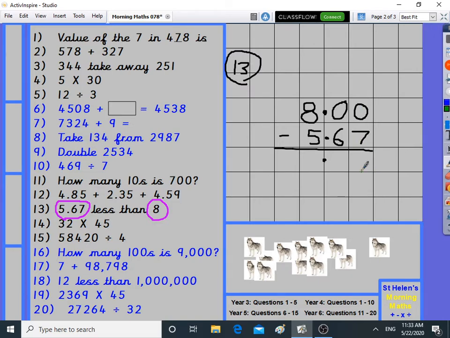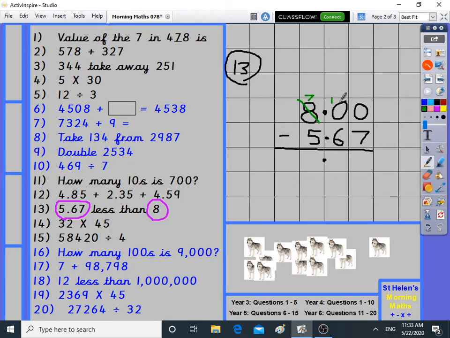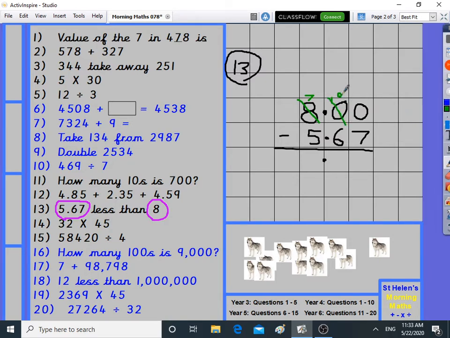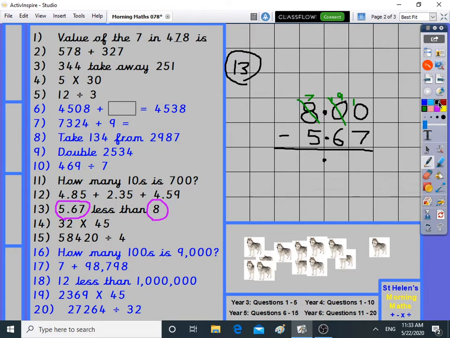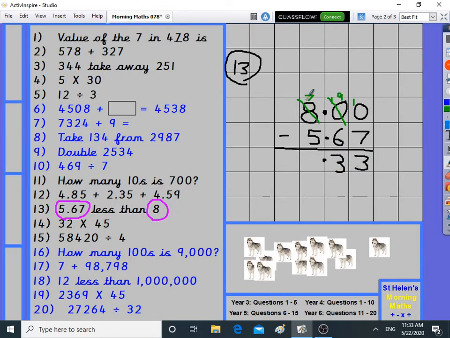0 take away 7 we can't do, so we go to the 0. There's nothing to take or borrow, so we go right to the 8. Goes down to a 7, and we put 1 over there. Then we can take from the 10, it goes down to a 9, and we put 1 over there. Okay, 10 take away 7 is 3. 9 take away 6 is 3. 7 take away 5 is 2. 2.33. 8 take away 5 and a bit was 2 and a bit.